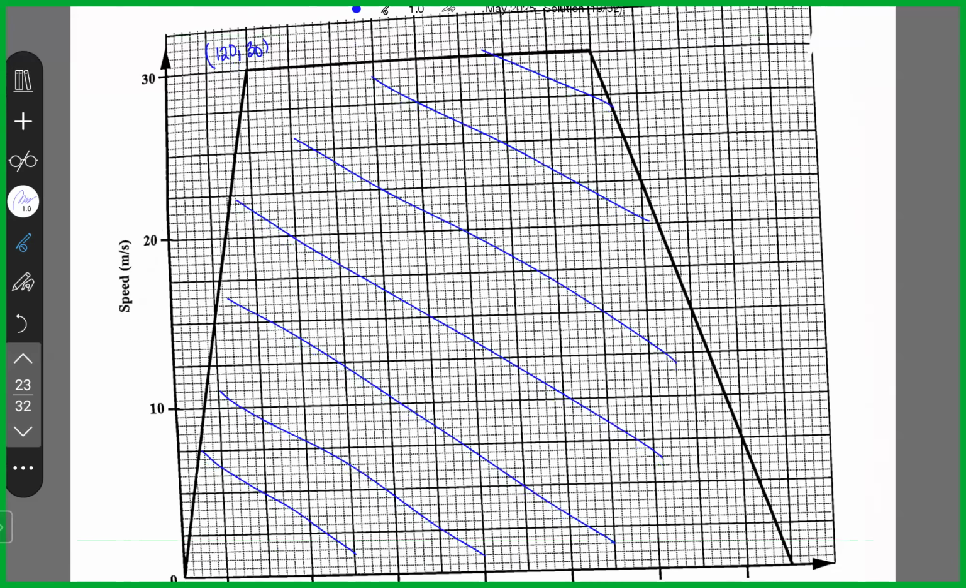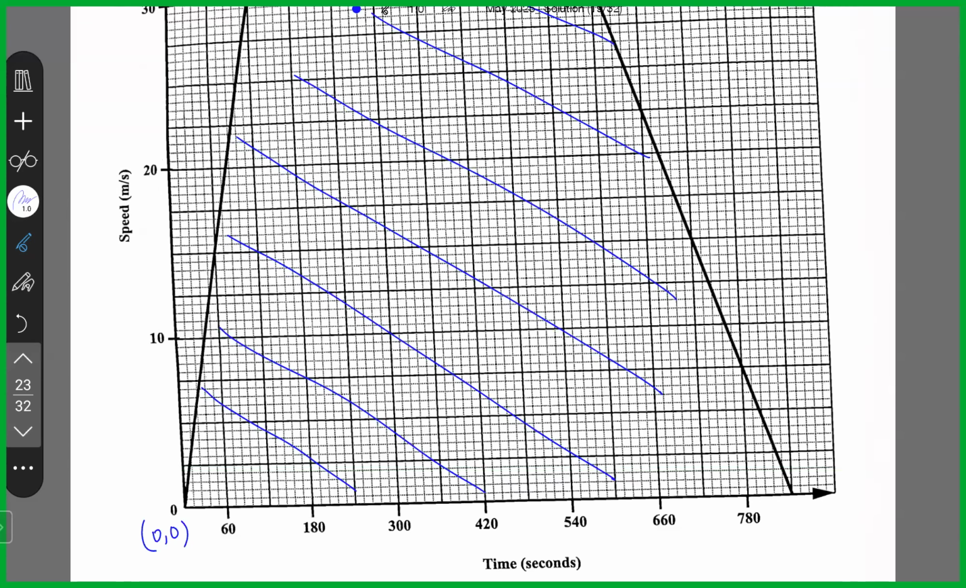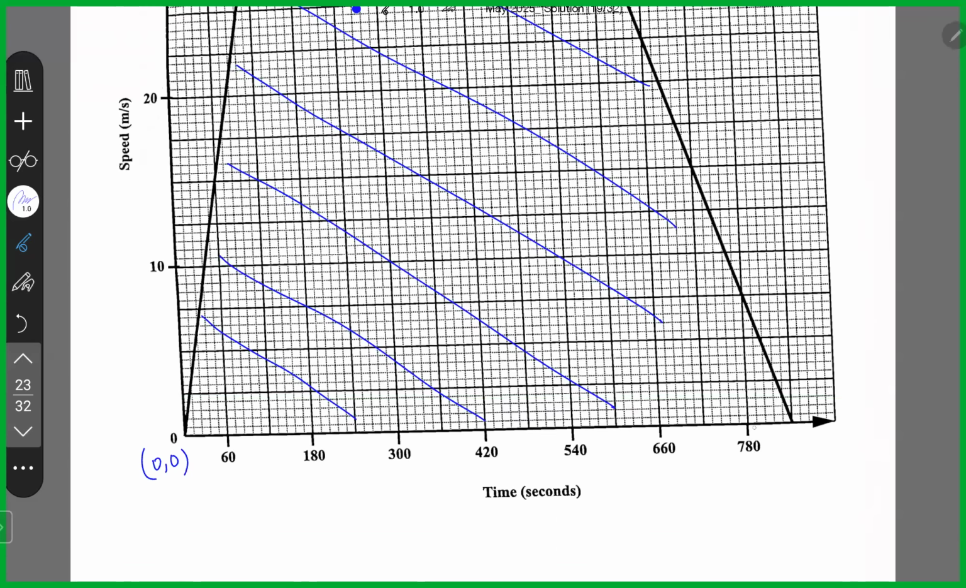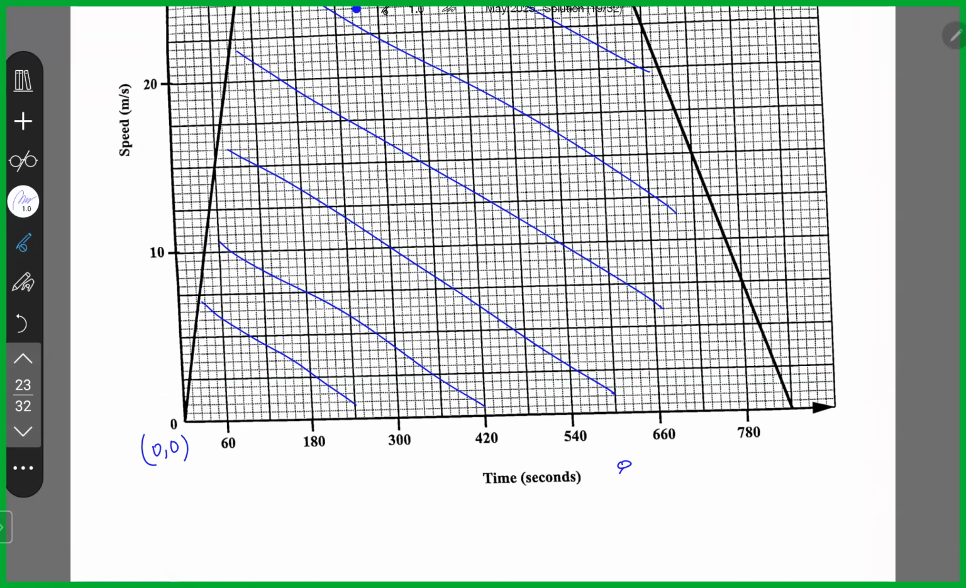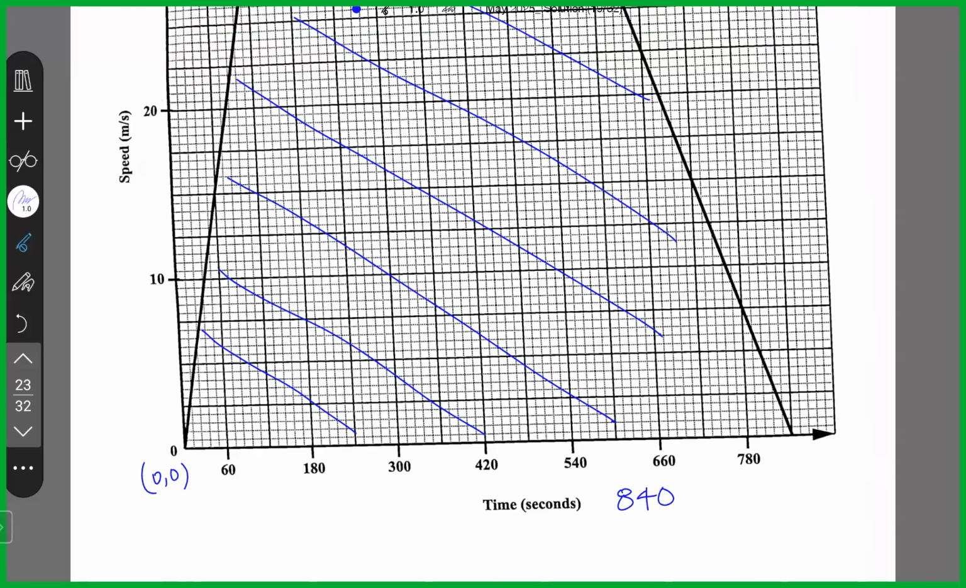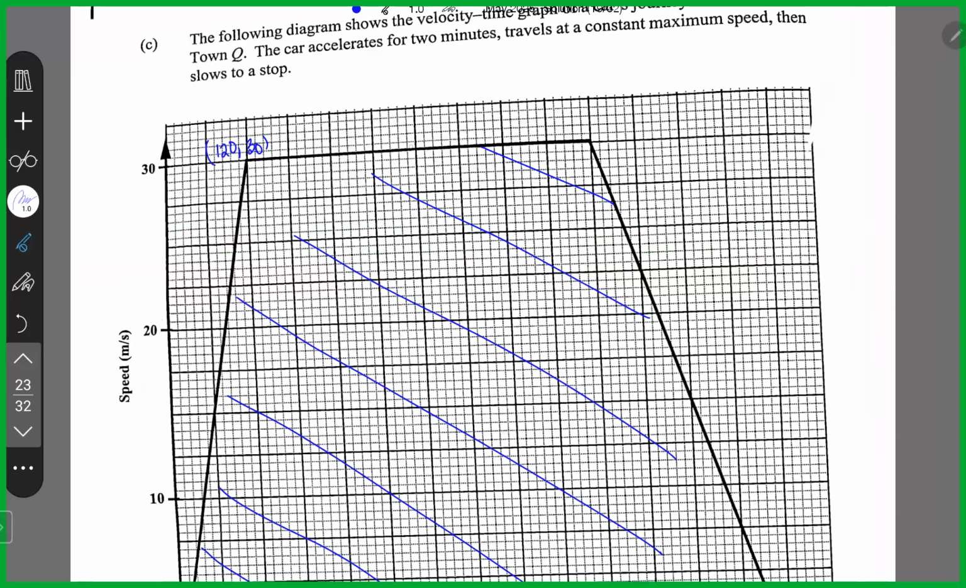Let's get some measurements. At the bottom, this is what, 840, because it's going up by 60. So this is 840. Each centimeter is 60. 1, 2, 3, 4, 5, 6, 7, 8. So this will be 480. 60 times 8. And the height, h, is 30.